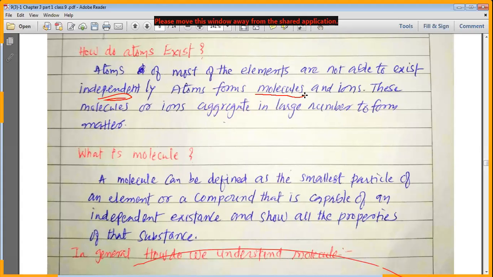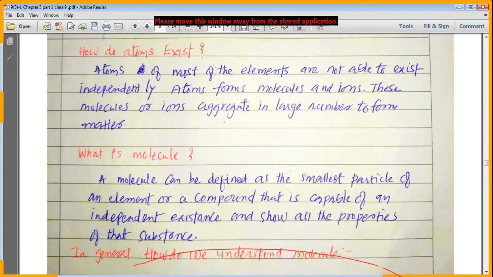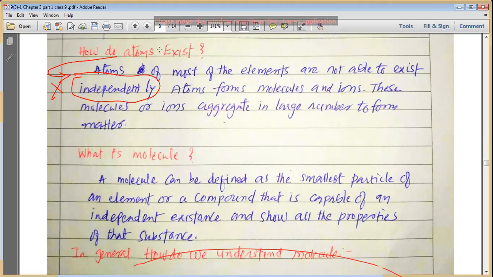Atoms form molecules and ions, and these molecules or ions aggregate in large numbers to form matter. So atoms exist by combining. When they combine, they form molecules or ions, and then these molecules or ions aggregate to give us the matter. This is how the atom exists. But remember that atoms cannot exist independently.